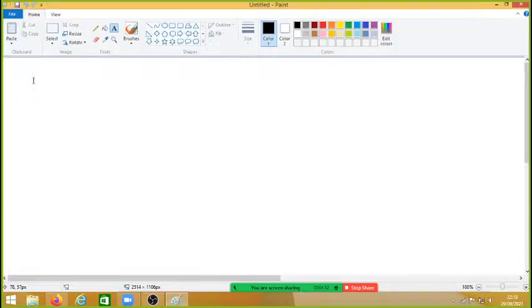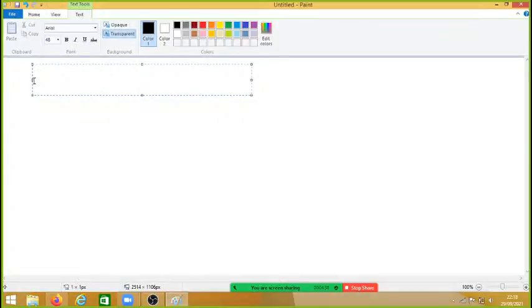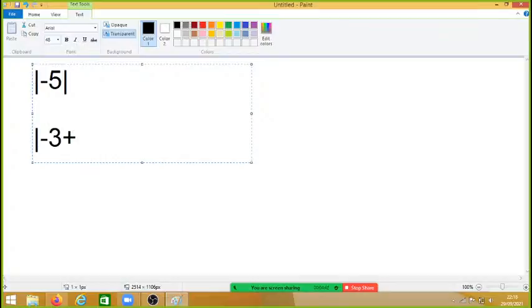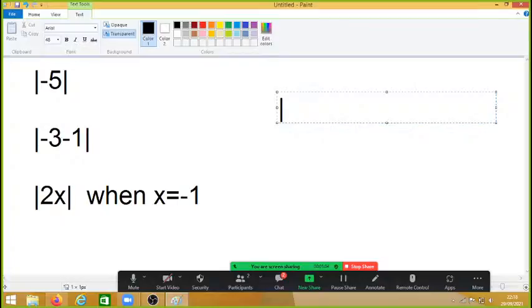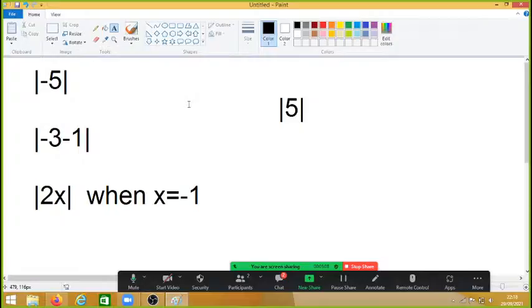Just a quick recap on the modulus, what it looks like, what it means. So the modulus of minus 5, the modulus of minus 3 plus, or let's say minus 1, and the modulus of 2x when x is minus 1, and finally the modulus of just normal 5. If you can answer those questions just to warm yourself up, give you a few seconds.